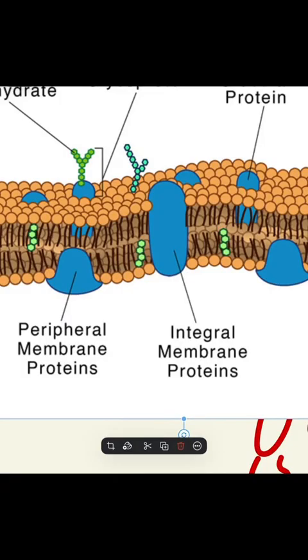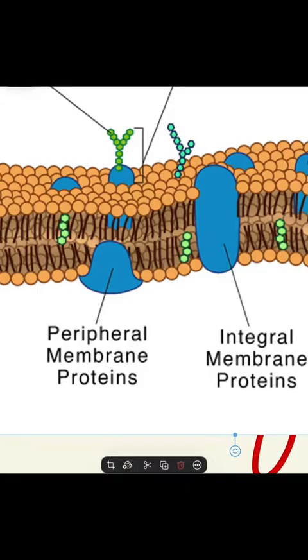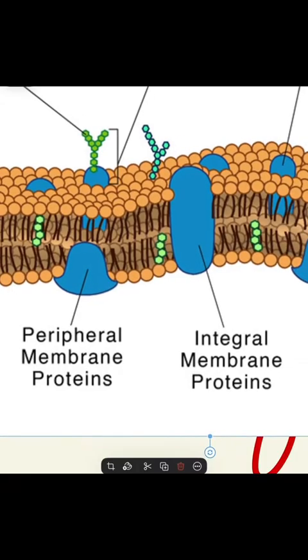So integral proteins, which is this longer cylindrical shape here, span the entire bilayer. Those that form pores or channels, protein channels, allow specific ions and polar molecules to pass through the membrane that could not otherwise cross the hydrophobic core. Okay, and then we also have peripheral proteins here, which are these ones. They're attached to the surface of the membrane and are involved in structural support and cell signaling. We'll talk about that more when we look at active and passive transport.